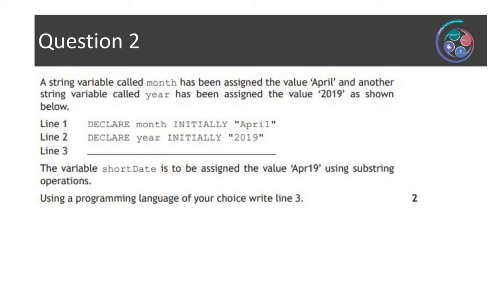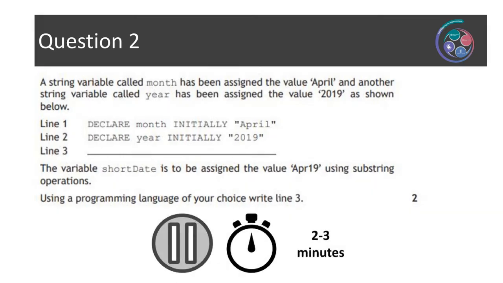So we have got 2 lines of information already where some assignment has occurred. We are looking to assign more data to the variable short date, and it's given us an example of what that should look like. We're going to need to use some substring operations to write that third line of code. 2-mark question, couple of minutes on this to get yourself going. Pause the video now and give that a go.